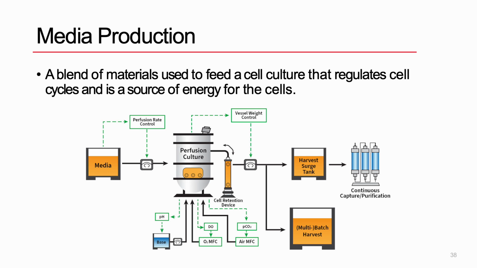Now, let's talk about the media production. So the media, which is on the left side of the picture in the slide, is a blend of materials used to feed a cell culture that regulates cell cycles and is a source of energy for the cells. Obviously, when we replace the medium, we are going to make sure that we are not going to remove any cells. This is why we have a cell retention device that you can see in the middle of this picture connected to the perfusion culture.